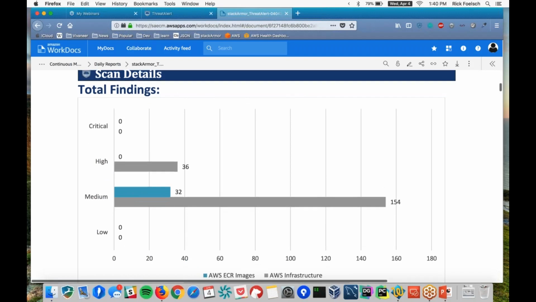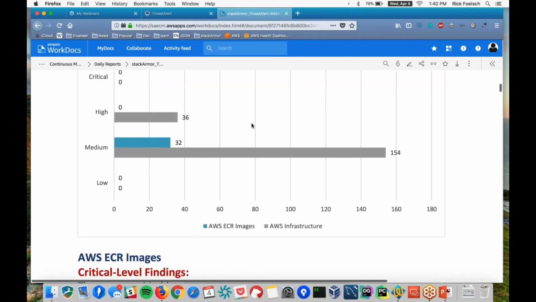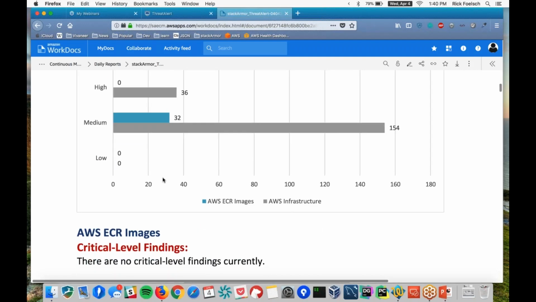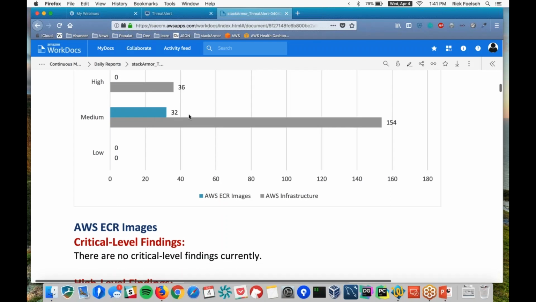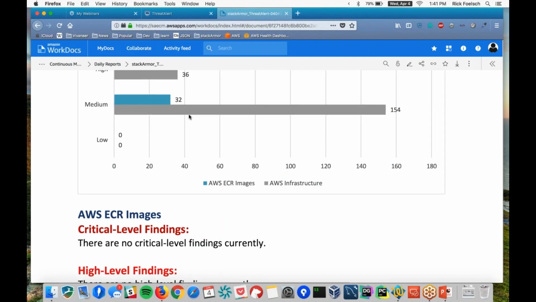So we start with the scan details. In this case, Acme Widgets has 36 high issues with its AWS infrastructure. Normally that means we've got to upgrade the OS. And then we have some medium findings for the AWS infrastructure itself. The ECR images are what we scanned with Anchore and pulled in. We've got 32, and typically what we find is we need to upgrade some OSs. From there, we found 154 medium AWS infrastructure issues from our scanning.